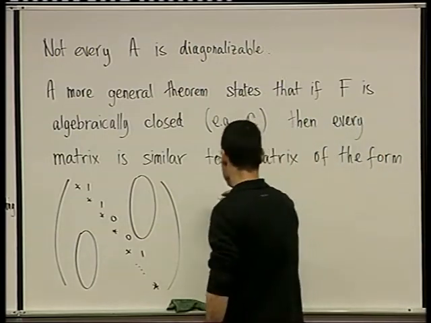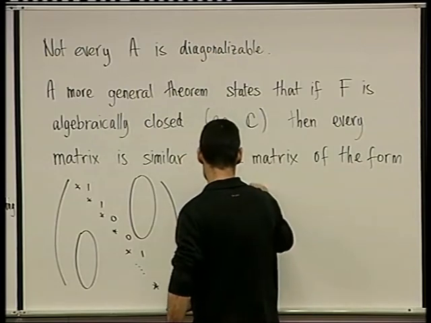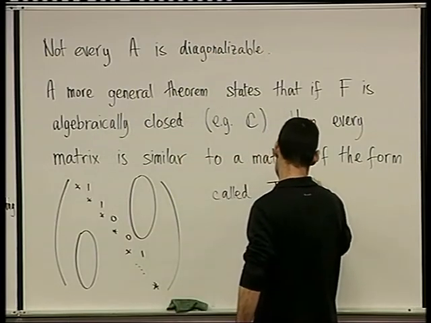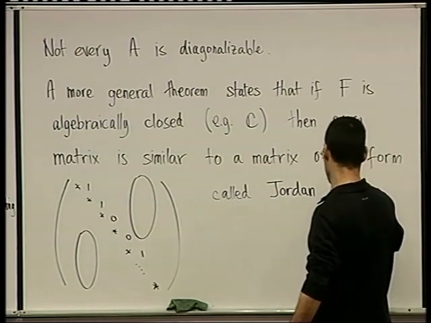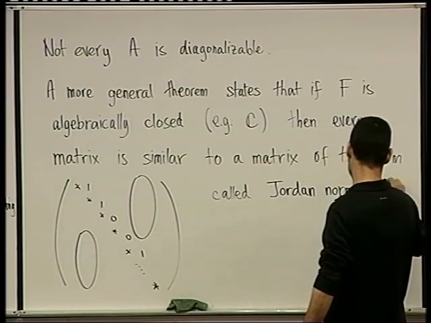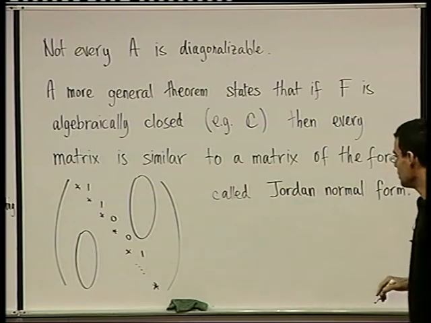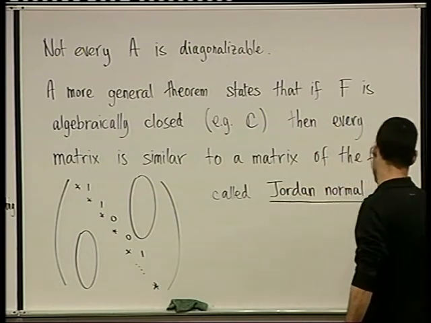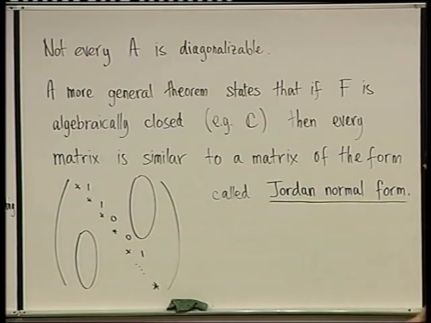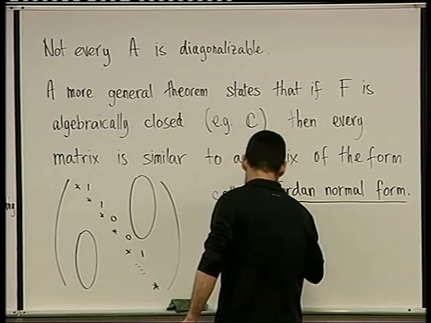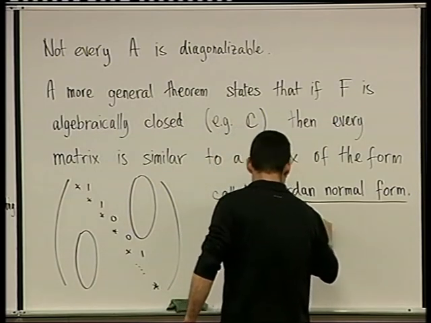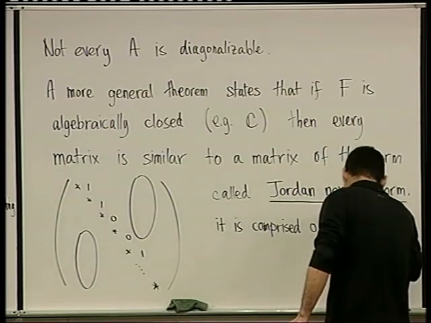This is called the Jordan form, or Jordan canonical form, or Jordan normal form. It has various names. So we'll just call it the Jordan normal form. Basically what it is, I can tell you even what it is. It's not a mystery. It's comprised of diagonal blocks.